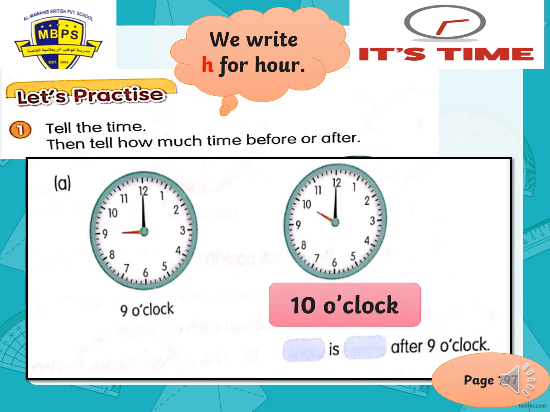Now let's complete the second sentence. Which time is after 9 o'clock? We said now we have 10 o'clock. It is how much time after 9 o'clock? How much time has passed here? Very good, it's 1 hour after 9 o'clock. And you notice here I write 1h, which means 1 hour.